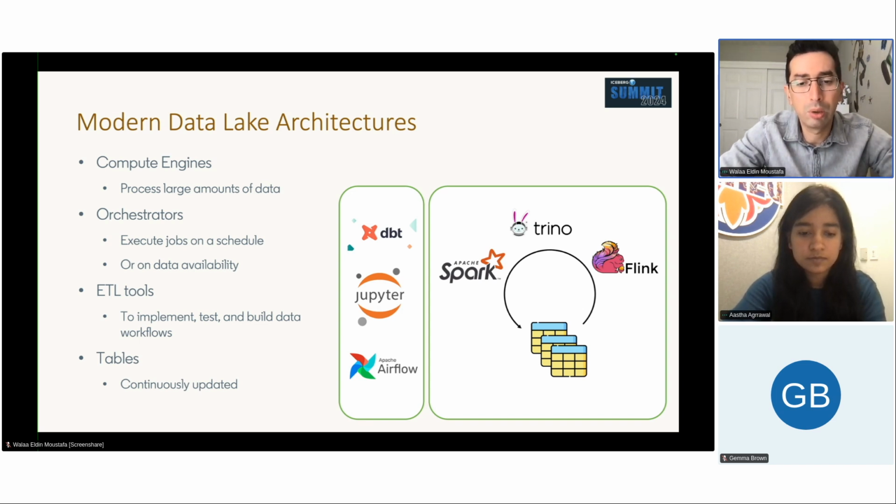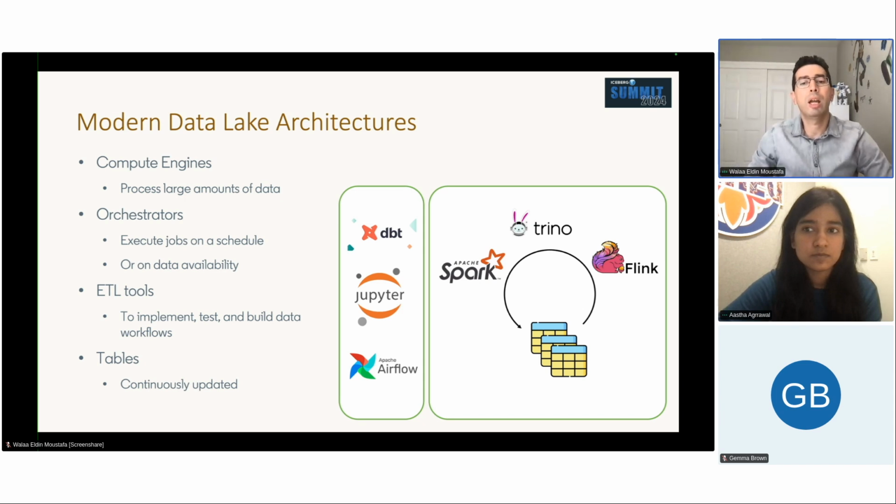Those orchestrators include Apache Airflow and Jupyter. And this data job scheduling happens either on a regular basis or on a schedule or based on data availability. In addition to those, there are also ETL tools such as DBT, which are typically used to implement, test, and build data workflows.